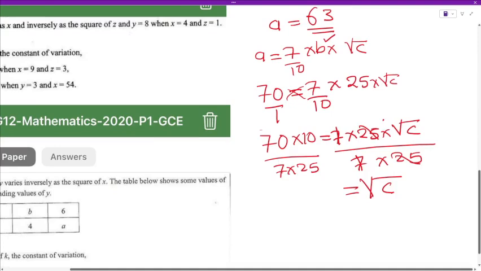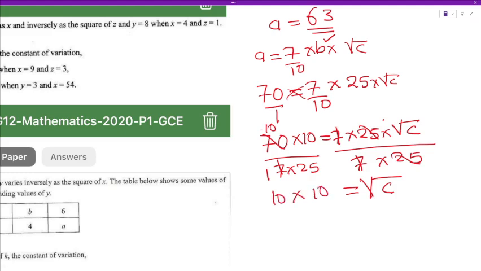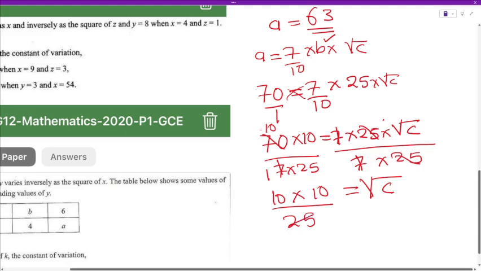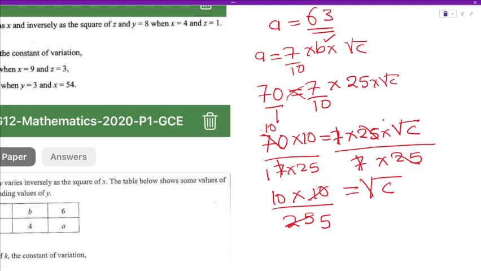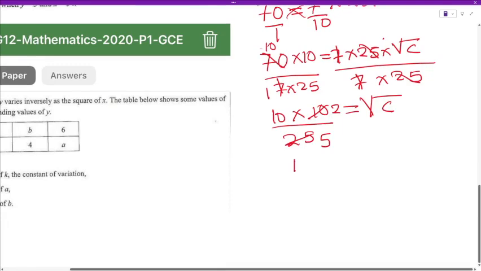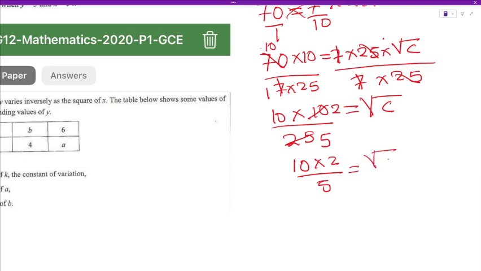Then over here I can reduce some values. 7 there is a 1, 7 into 70 is a 10. So I'm remaining with 10 times 10 over 25. Let me just simplify, do it the simplest way. 5 there is a 5, 5 there is a 2. What do I remain with? I'm remaining with 10 times 2 over 5 is equal to the square root of c.